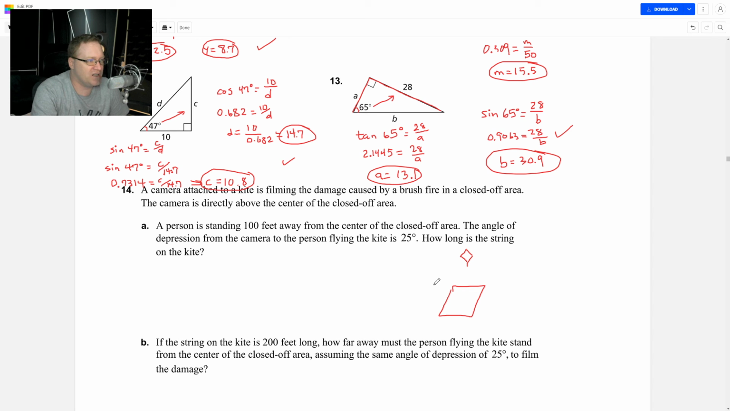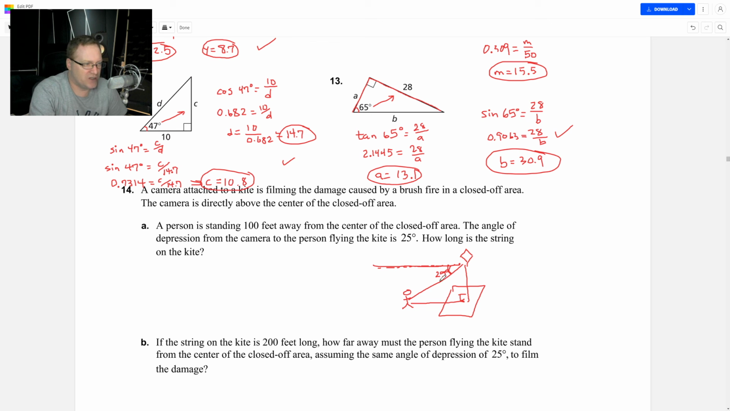A person is standing 100 feet away. All right, so here's a person. They're standing 100 feet away from the center of the closed off area. And we know the kite is right above that. The angle of depression. All right, so be careful here. We haven't talked about angle of depression yet. Angle of depression is this angle right here. It's the angle going down from the horizontal. Here's the horizontal, the angle going down. This is 25 degrees.